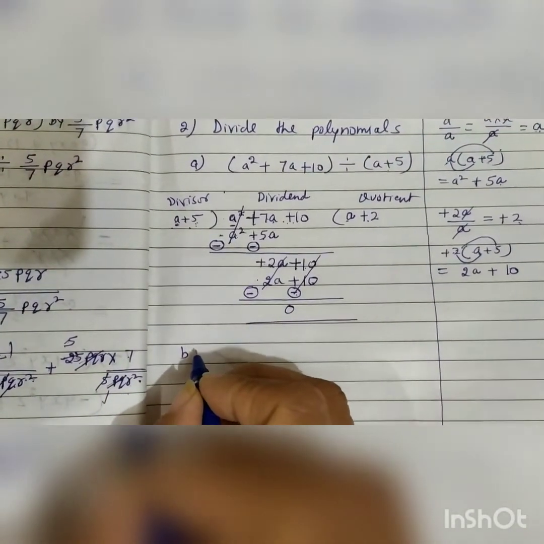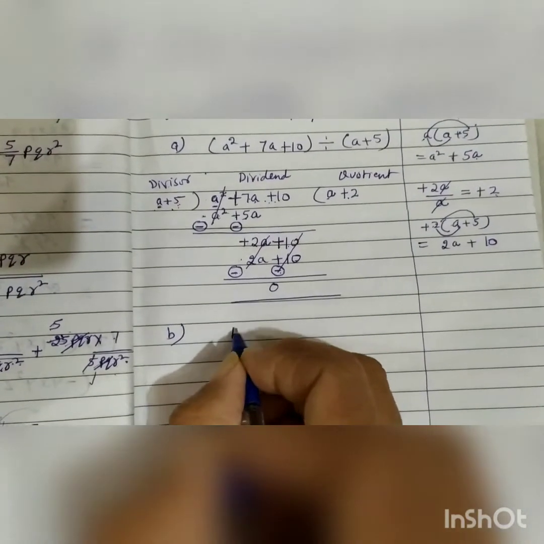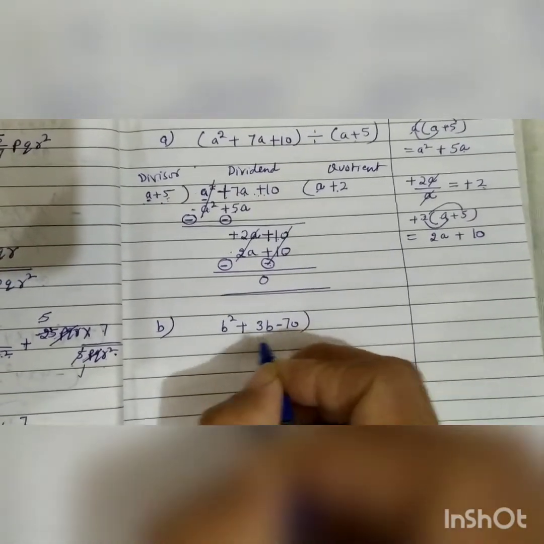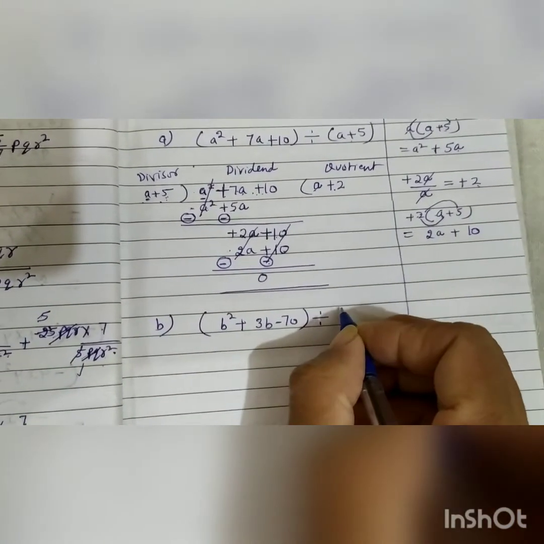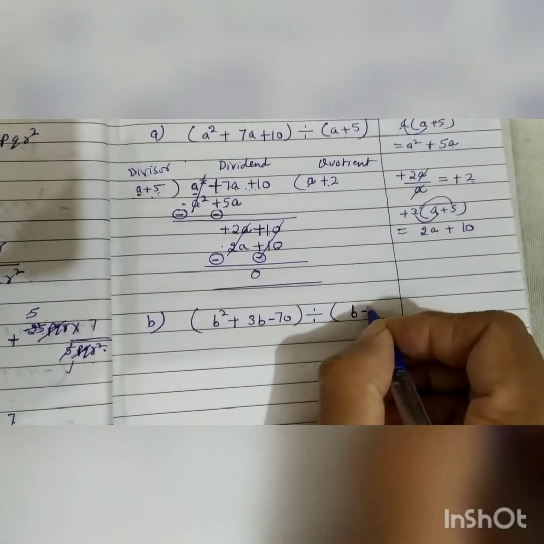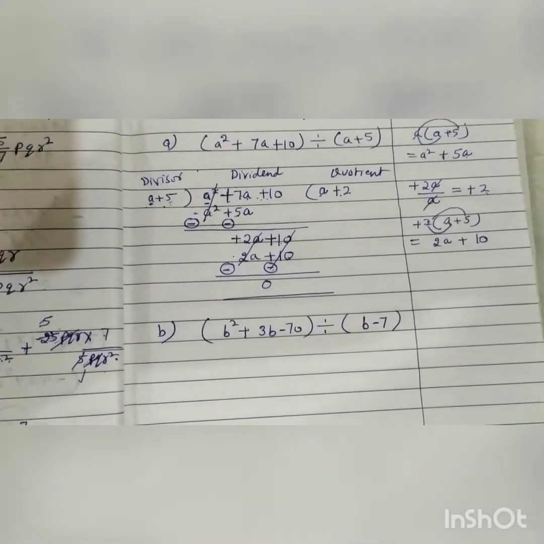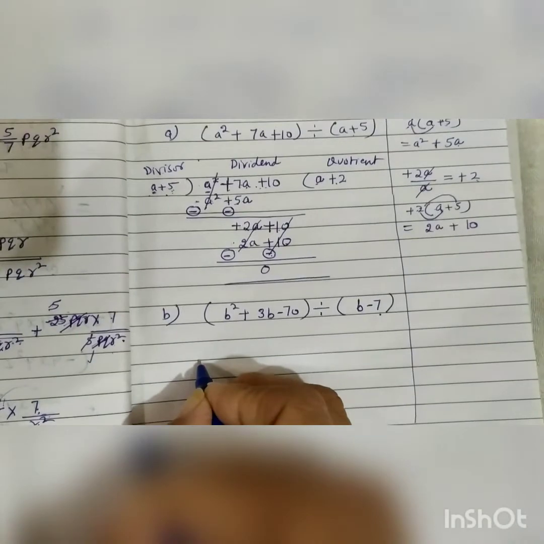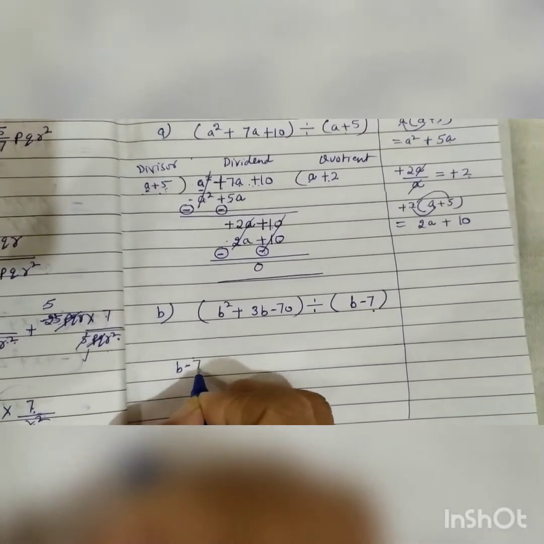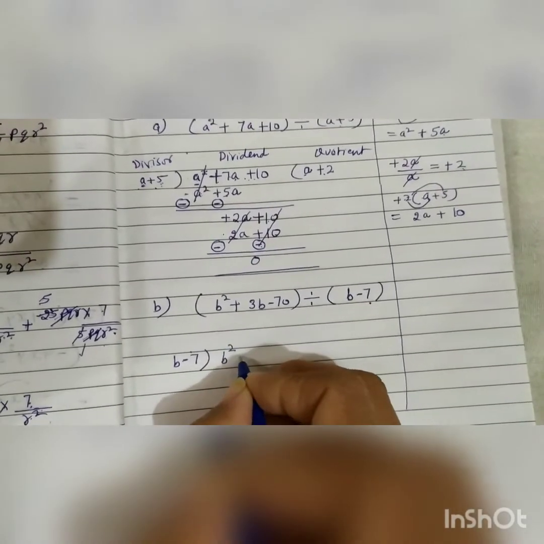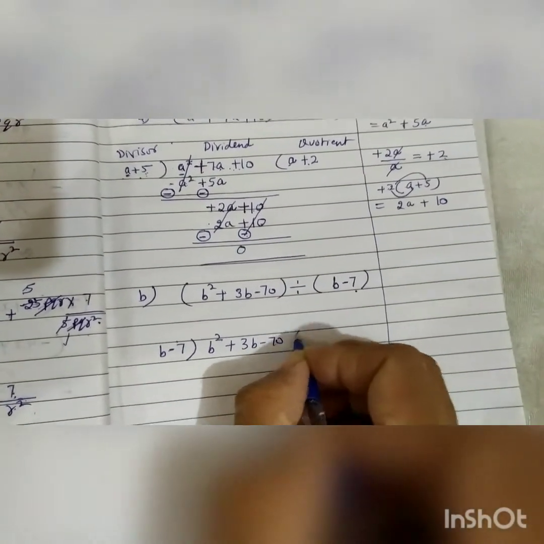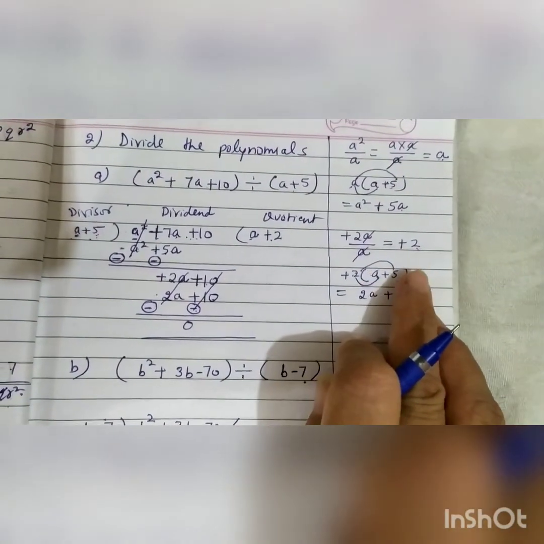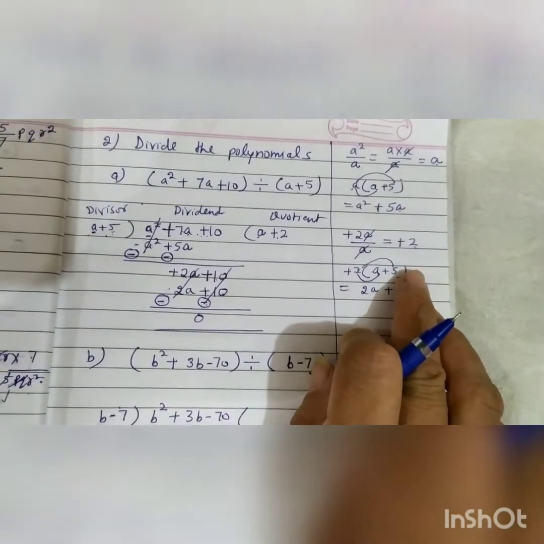Come to part B. Students, again I am telling you it is a little bit confusing, a little bit difficult. So listen and see it very carefully, and if you are not able to understand, see it again and again. We have written the next question. Again we will write it in this form. This is the divisor b minus 7 and the dividend is b square plus 3b minus 70. Students, it is compulsory. If you do this rough work, there will be no mistake. Otherwise you will make mistakes.